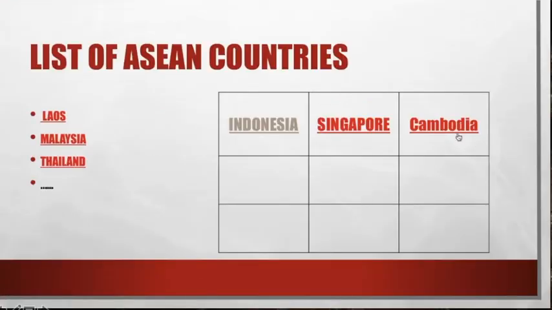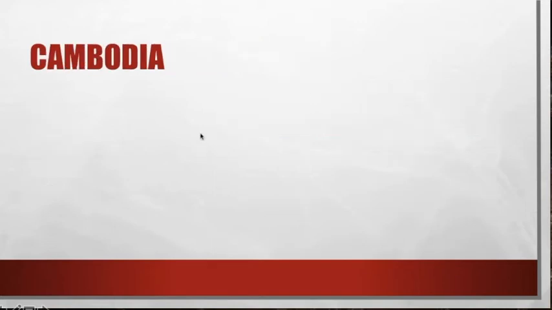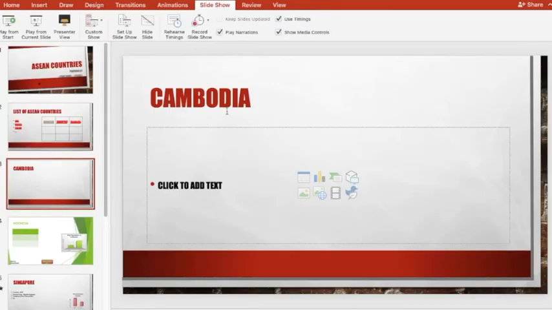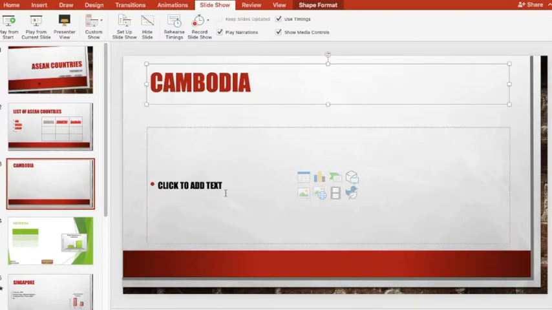Okay, this is Cambodia. We will click this one together. 1, 2, 3. See, it went to Cambodia. That's the thing. But from there we don't have the button yet to go back to the main list. So that's what we are going to do. In this Cambodia slide, we are going to put an internal link again.